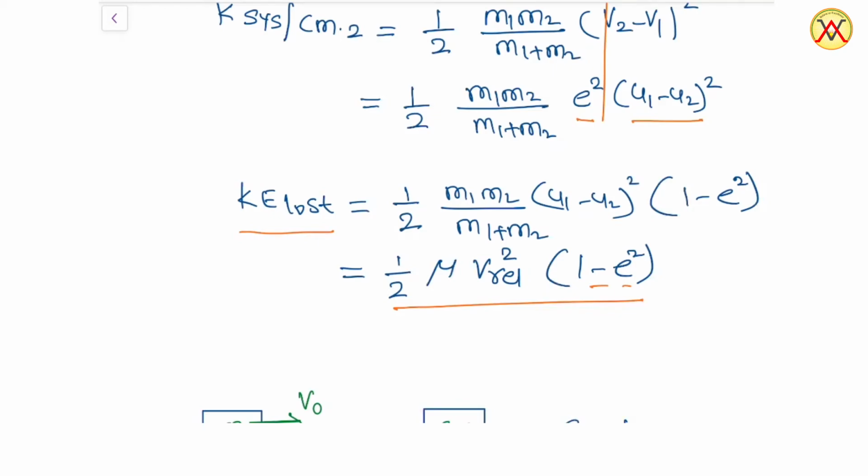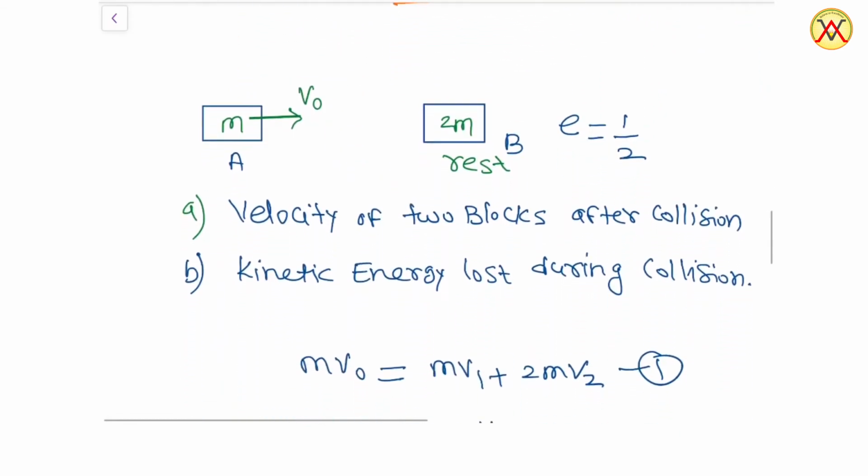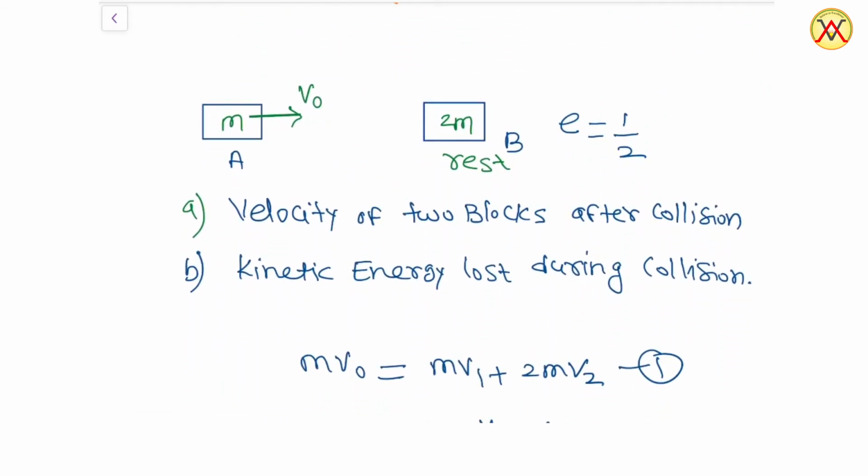Let us use the above concepts in a particular problem. A mass m is given some velocity v0 and it collides with a stationary object of mass 2m. The coefficient of restitution of the collision is half. We have to find the velocities of the two blocks after collision and the kinetic energy lost during the collision.